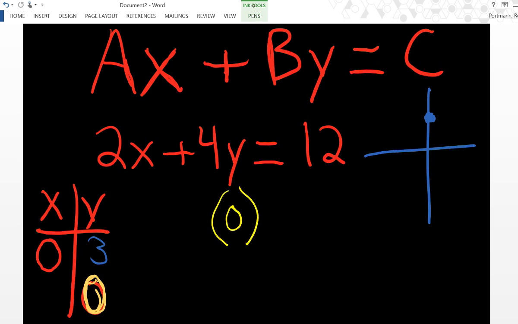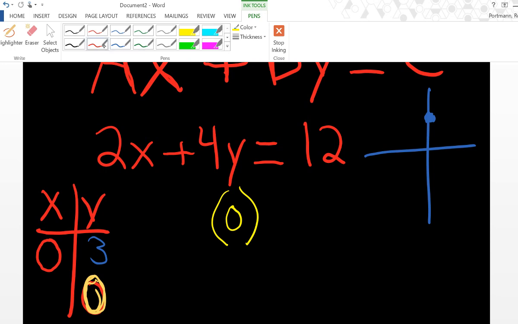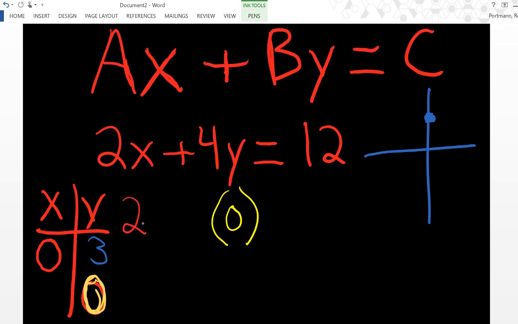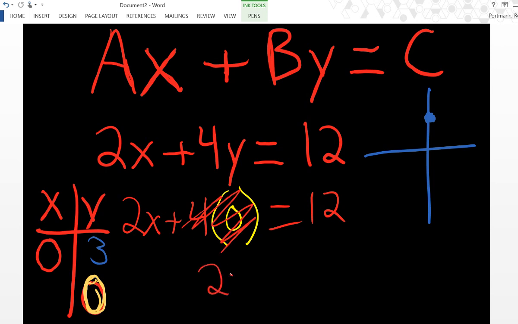And we're going to write everything else the exact way that it was written. We're going to write 2x plus 4 times 0 equals 12. Now this time, the 4 times 0 is 0, so this time the y cancels out. It's like this term goes away. And what we're left with is 2x equals 12. 2 times what gives you 12? It's going to be 6. So your answer here is 6. That ordered pair, 6, 0.